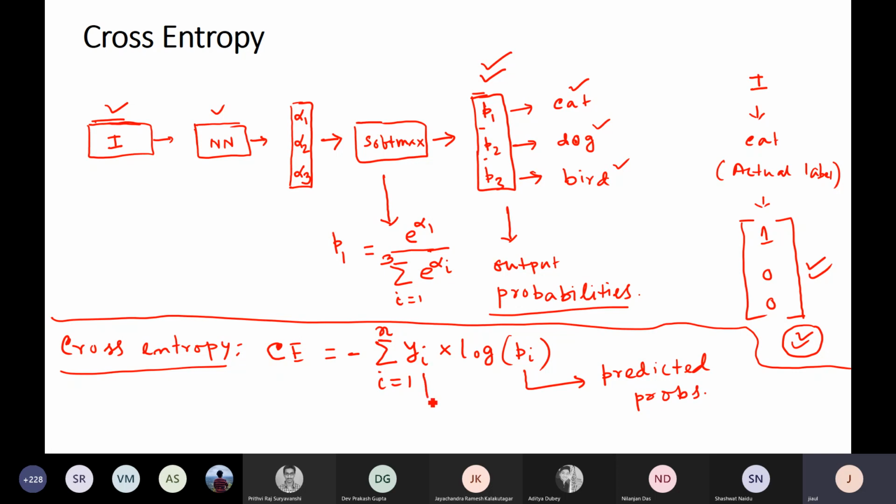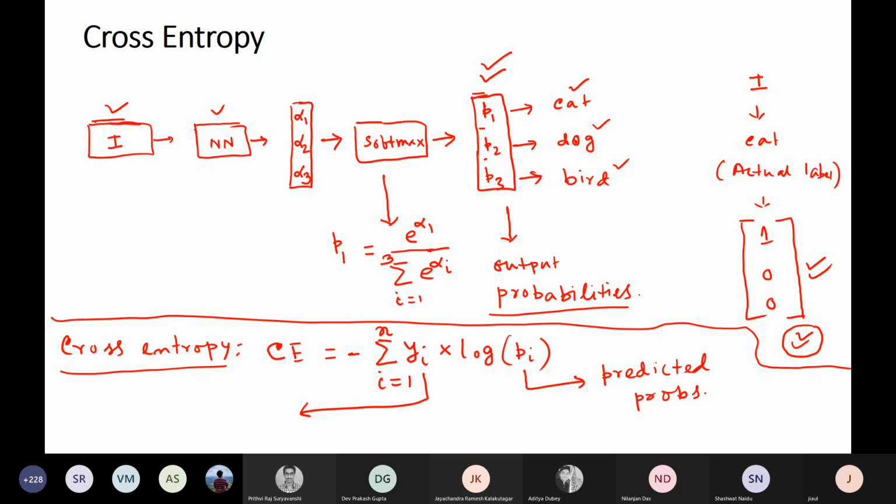Now this yi is basically the value coming from the actual level. So in this case the yi's values will be these vectors. Here it is 1 0 0 and so on. If I look at this particular example that I'm working out, the actual level of i is cat.